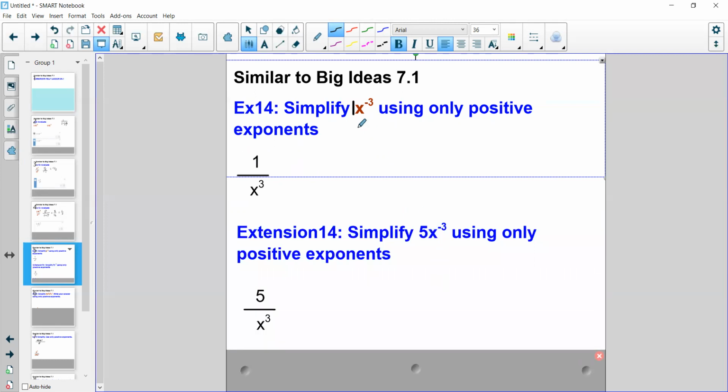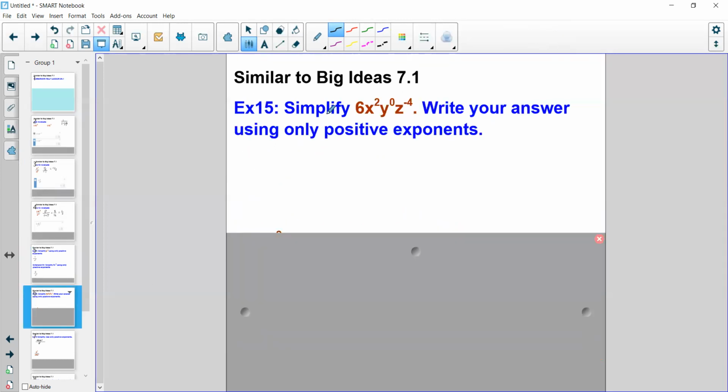Now, not that it asks for this question, but if you have a different number at the start, it's really important that you only move the thing with the exponent to the bottom and make it negative. So the 5 doesn't move because it doesn't have a negative exponent. Only the x has the negative exponent. So just a little extension because you'll need that on other questions later.